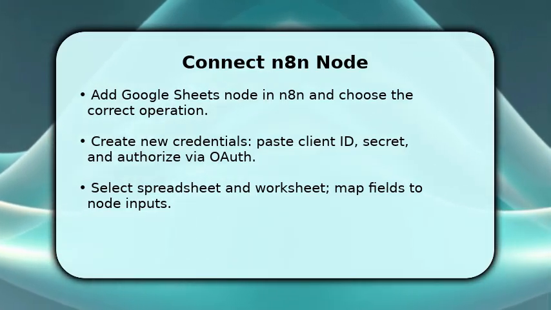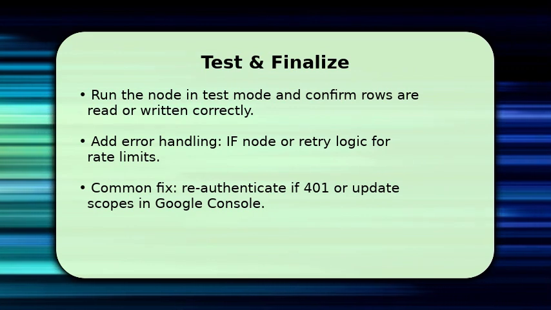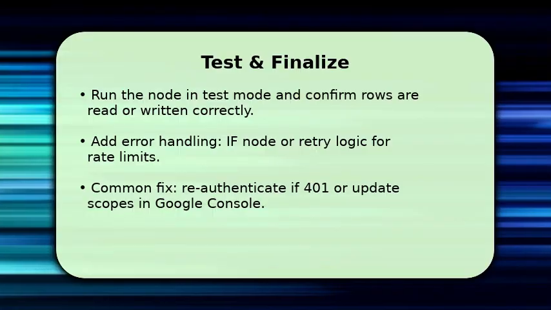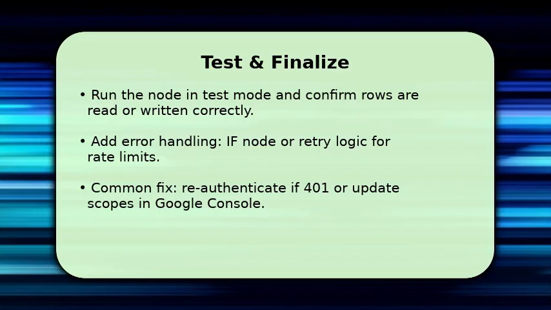To finish, run the workflow in test mode and watch the node output. Verify rows in Google Sheets to confirm the operation worked because this validates both auth and mapping. Once validated, add simple error handling, an if node or retry logic, to handle transient API rate limits or temporary failures. If you hit a 401 error or missing data, re-authenticate the credentials in n8n and ensure the OAuth scopes include spreadsheet access. This common fix resolves most connection failures quickly.